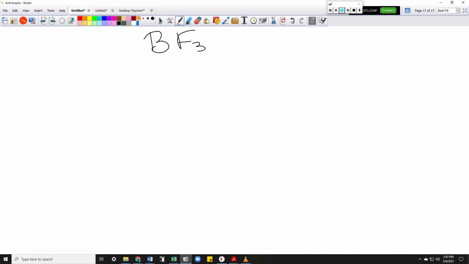All right, so first rules, list what's there, right? Boron and fluorine. How many borons are there? 1. How many fluorines are there? 3. This is letter D on the back of that sheet I just passed out.